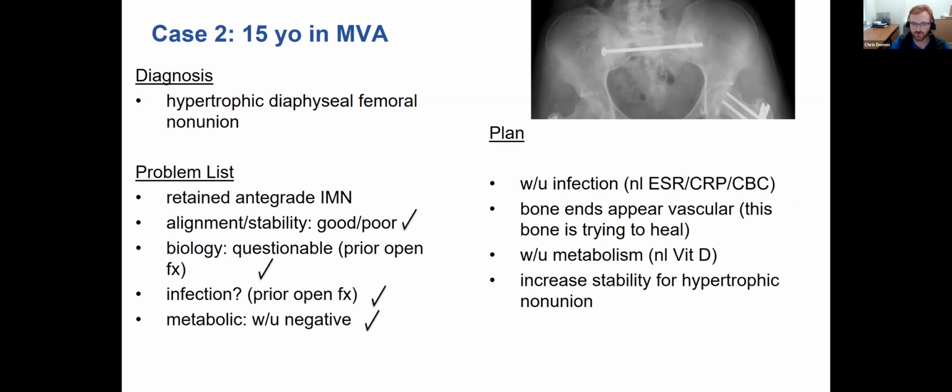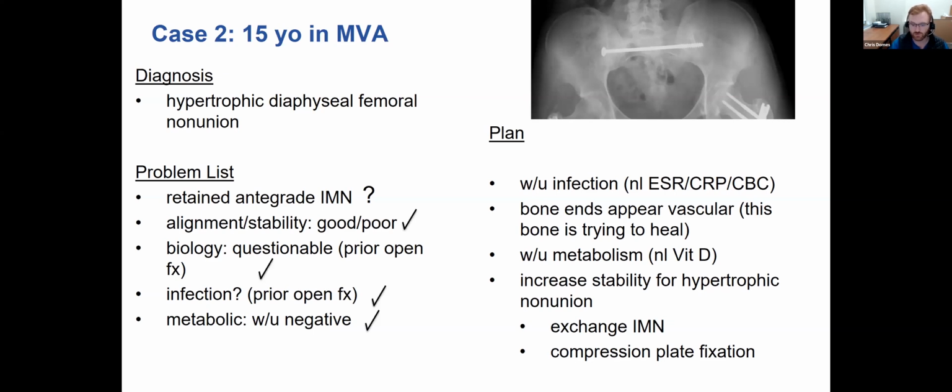What am I gonna do? I'm gonna do my workup for infection, and I'm gonna do my vitamin D, make sure that's all good and our albumin's all good. The bone ends look like they wanna heal to me. I wanna increase the stability of this non-union. What are my options? Exchange nailing, compression plate fixation. I think it's too far out for me for dynamization. So really what I'm looking at are those things.